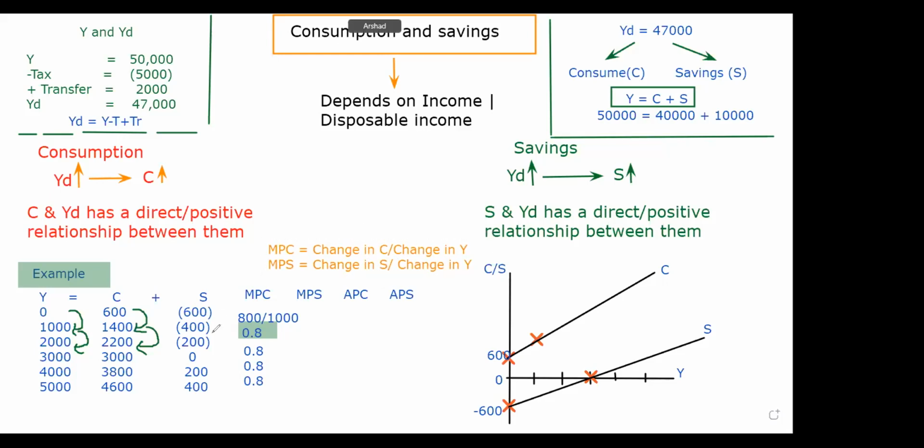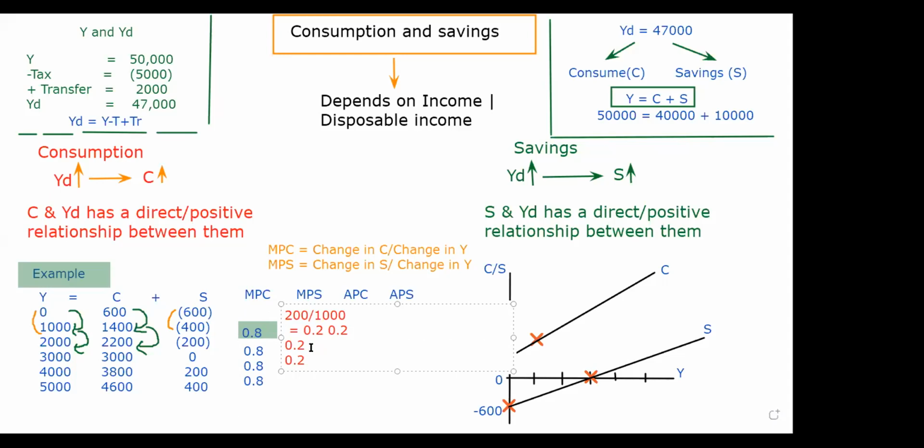So when your income goes from, let's say, 0 to 1,000, your savings is increasing by 200. Minus 600 is becoming minus 400. It's increasing by 200. You need to figure that out. So if you calculate MPS here, change in savings is 200. Your change in income is 1,000. 200 divided by 1,000, you get 0.2. You calculate at each of the points, you will still get 0.2. At all of the points, your answer will be 0.2.